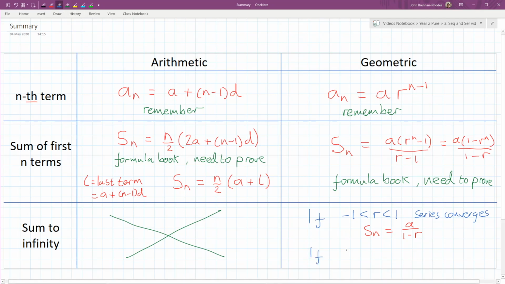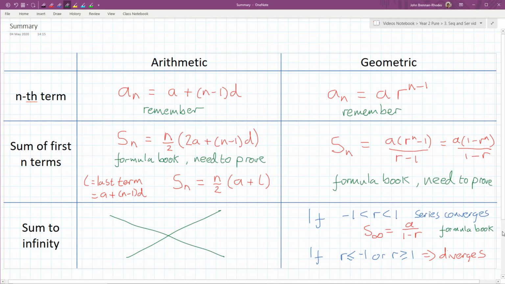If r is not in that range, so if r is less than or equal to minus 1, or r is greater than or equal to 1, then it diverges, and it doesn't converge to a sum to infinity. I made a mistake there, I'm going to change that. It's the sum to infinity, and we use that symbol there. And this is in the formula book.